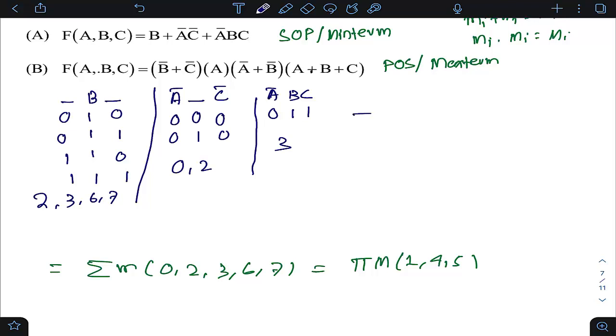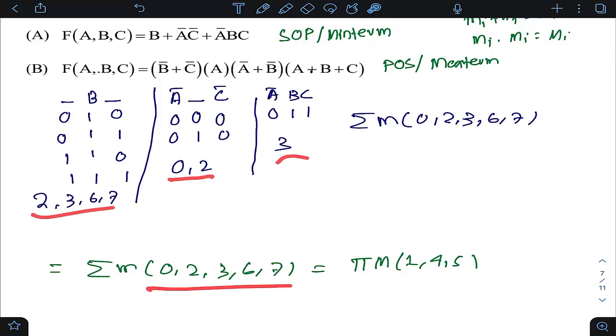So simply the min terms would be how much? 0, 2, 3, 6, 7. Those numbers are repeated twice, thrice or 4, 5 times, but you take each only once. So 0, 2, 3, 6, 7. You see, the same answer I got here.